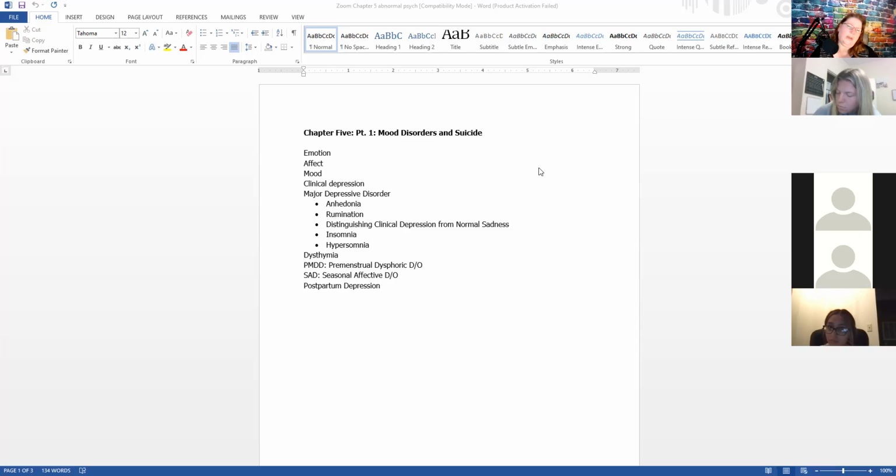Insomnia and hypersomnia are also really common things that people with depression experience. Insomnia being having trouble either falling asleep or staying asleep. And hypersomnia is sleeping too much. So yeah, complete opposite ends of the spectrum, but sleep difficulties are very, very common for people who have depression.